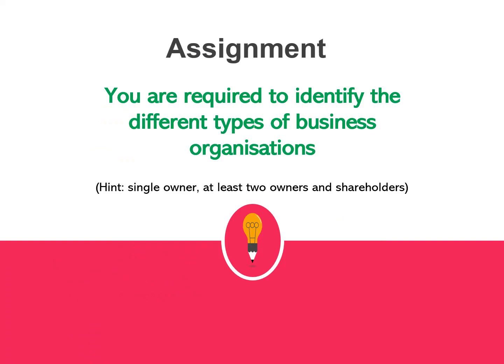Before I finish this lesson, I would like to give you an assignment to prepare. Each student is required to identify the different types of business organizations in Malaysia. Here are some hints for you to find the business organizations. There is a business which is owned by a single owner. There is also a business type which is owned by at least two owners. And there is also a business which is owned by shareholders. Okay, good luck and try your best to prepare this assignment.